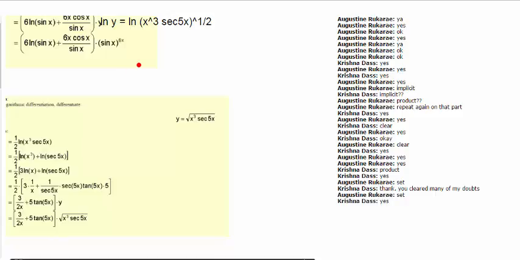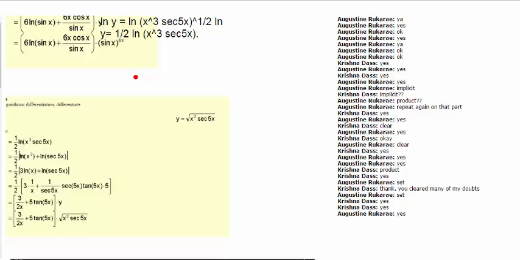Good. So now I will leave ln y as it is here. Now the rule says for ln that we have to bring the power in front. So we bring half in front and then we leave ln and then we have x to the power 3 and then we have secant 5x. So what I did is I brought the power, this half, in front because that's what the rule says.